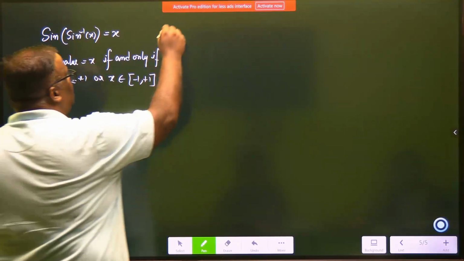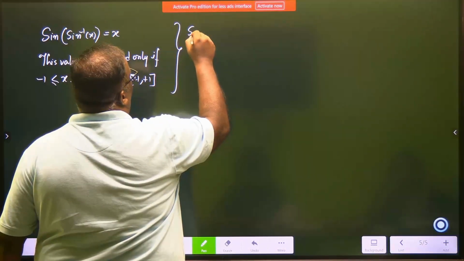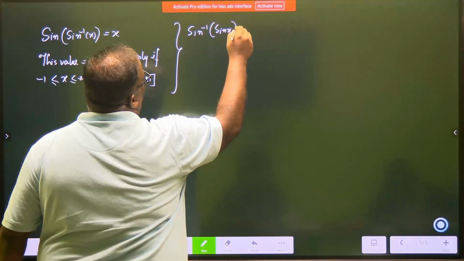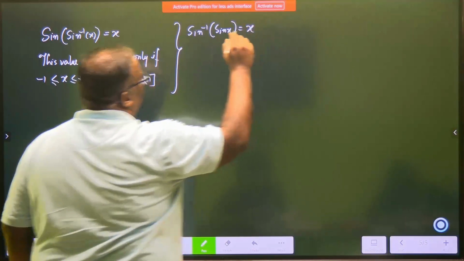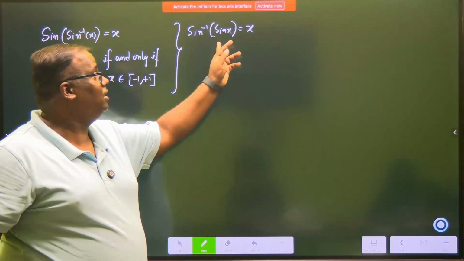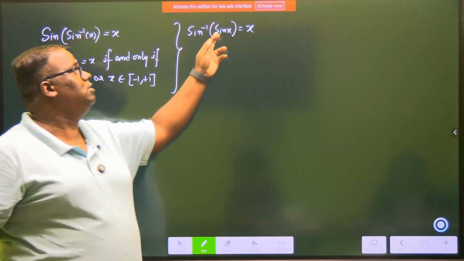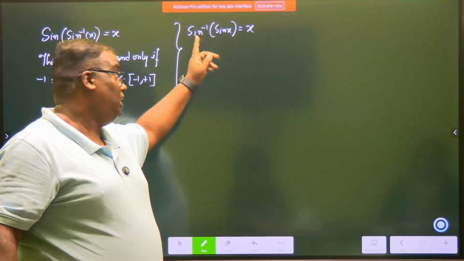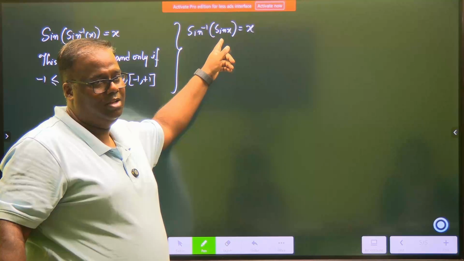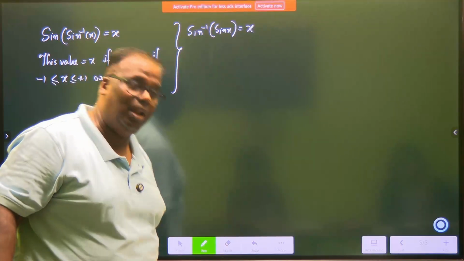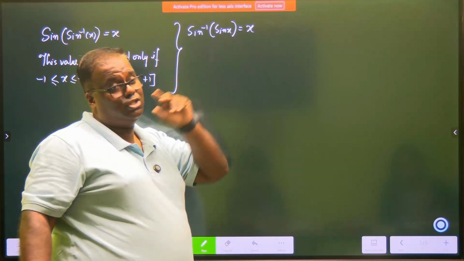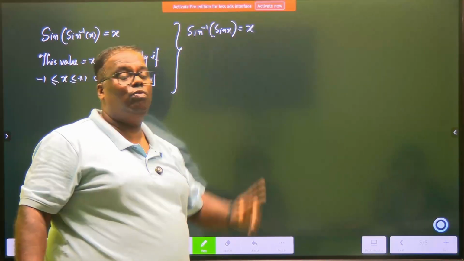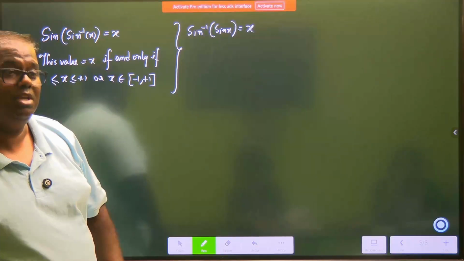However, if you change this function and make it sine inverse of sine x, is it equal to x? You don't have the right to write it like this, though you feel this is Covaxin, this is COVID, so it will cancel. No, this is an inverse function. The inverse function's domain has to be valid. Sine x has to be valid for sine inverse to exist. Overall, sine inverse must be valid.